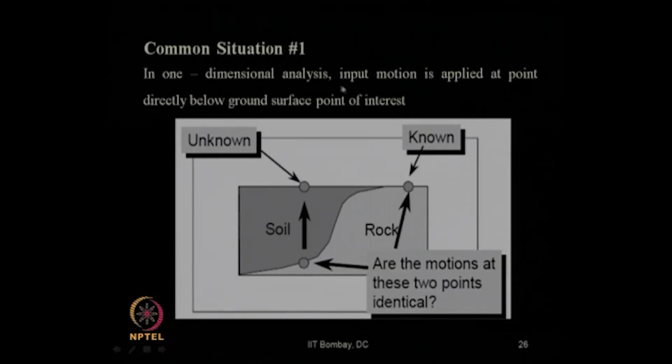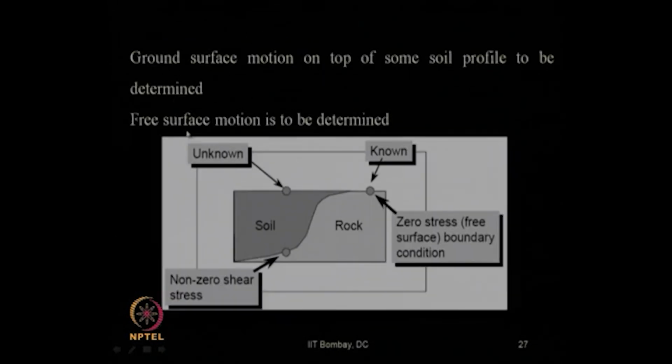So, in one dimensional analysis, input motion is applied at a point directly below the ground surface of the point of interest. If the bedrock motion is known, you can apply it here also, but that should be different, you remember that. Then you apply all the soil properties, and do either equivalent linear or non-linear analysis to get the unknown value over here. So, that is what it says.